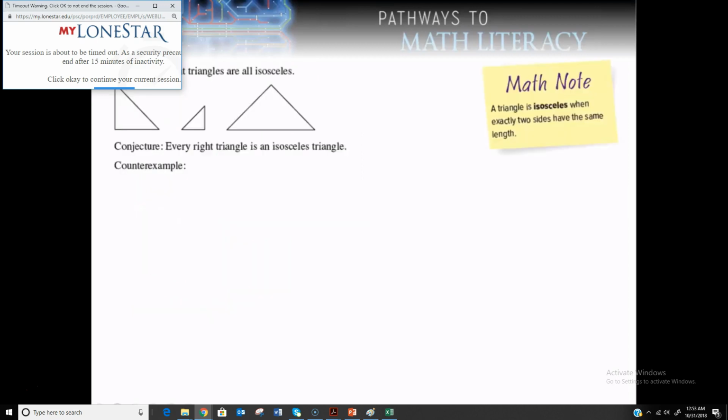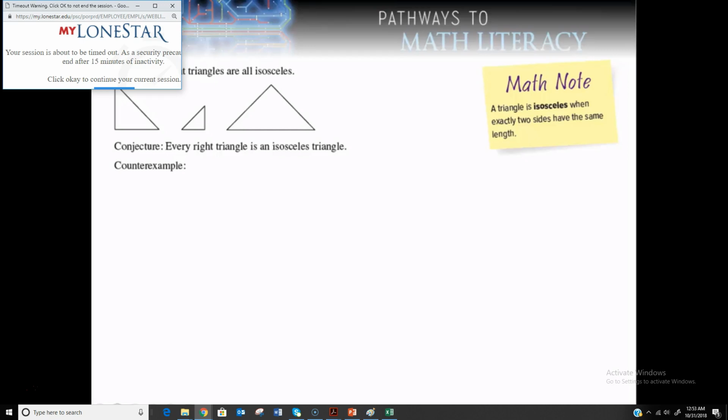In number 6, a geometry example. These three right triangles, so they all have a right angle in them, are all isosceles, meaning that two of the sides are the same length. So the conjecture then is, perhaps every right triangle is an isosceles triangle.